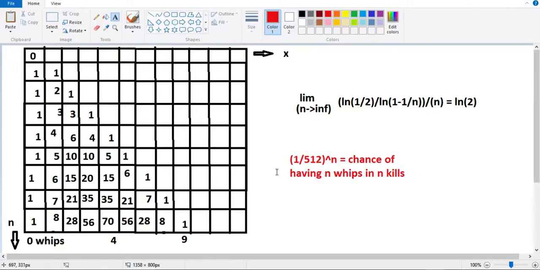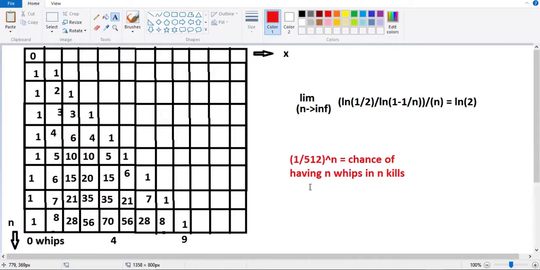Now, a lot of people are going to agree on this. If you don't kill any, it doesn't work for any. This is another problem. If you put 0 in there, it's going to tell you your chance is 100%. But it's also going to tell you that you have 0 whips, so never mind. If n equals 0, you have 0 whips and 0 kills, and you have 100% chance. If n equals 1, you have a 1 in 512 chance of having 1 whip in 1 kill. A lot of people are going to agree on this. How could you not? The rate is 1 in 512, you kill 1, 1 in 512 chance.